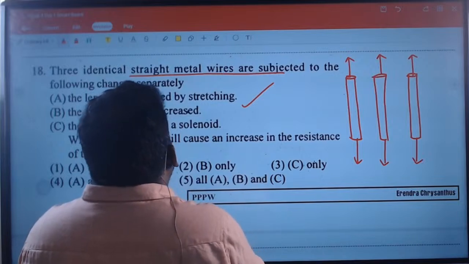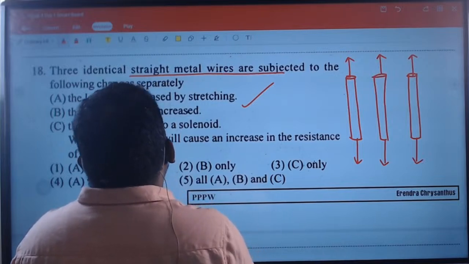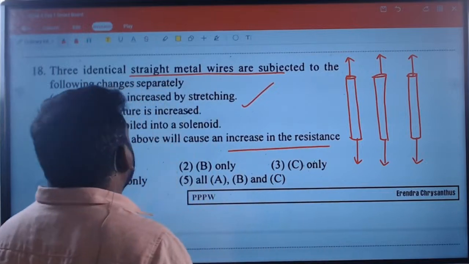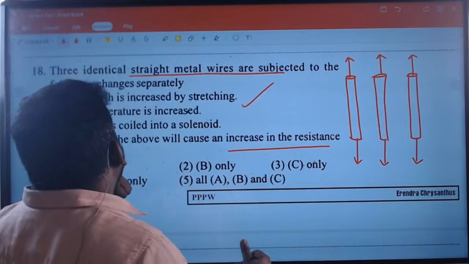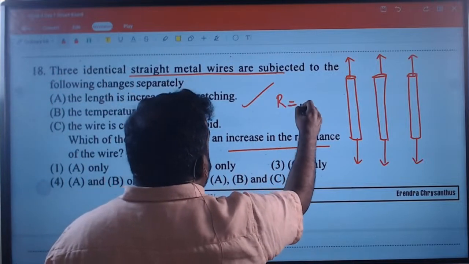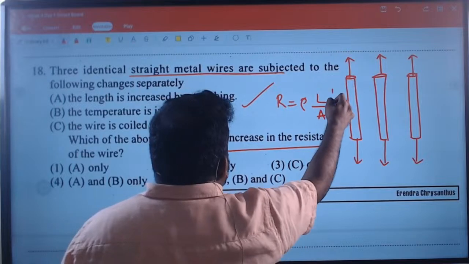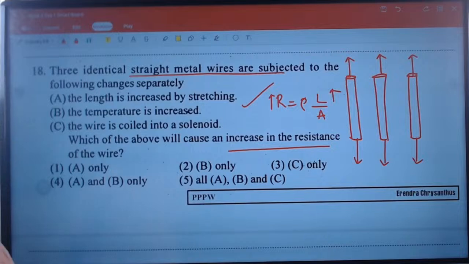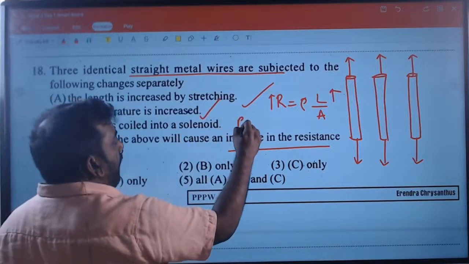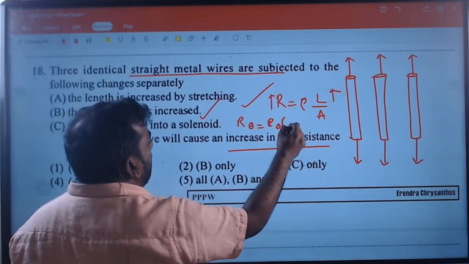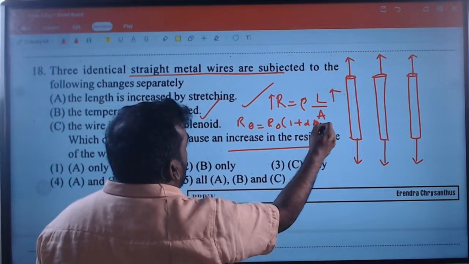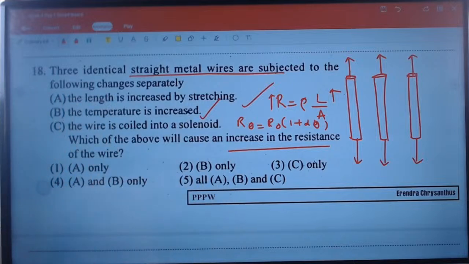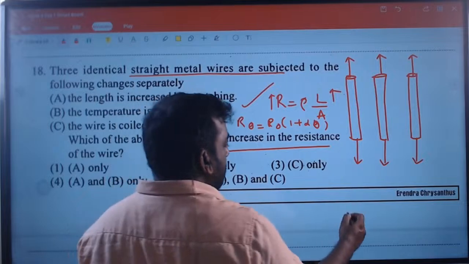Three identical straight wires are subjected to the following changes. Which of the above will cause an increase in the resistance? So when you increase the length, R equals rho L over A, L increases, R increases, right? Temperature increases, correct? R theta is equal to R naught, 1 plus alpha theta. Temperature increases, resistance increases.